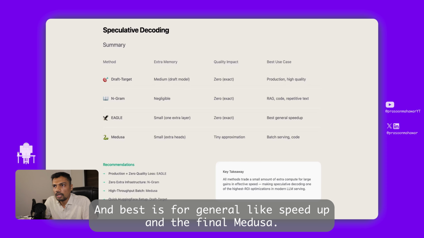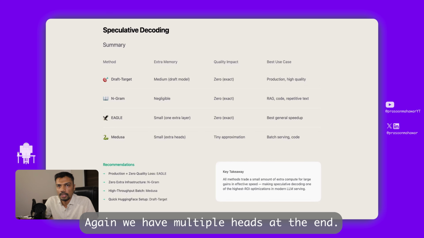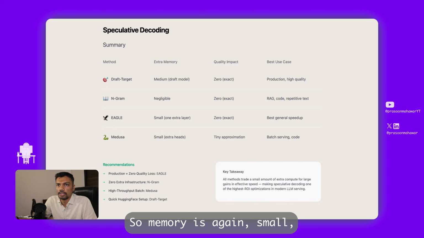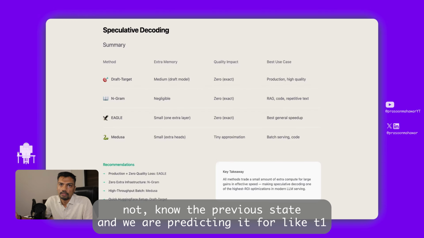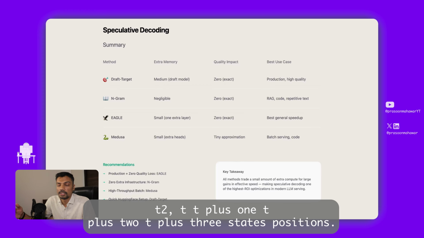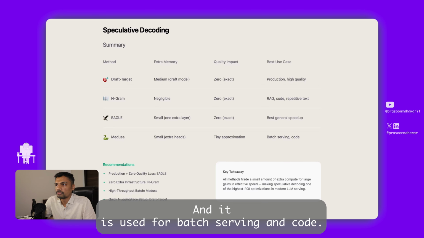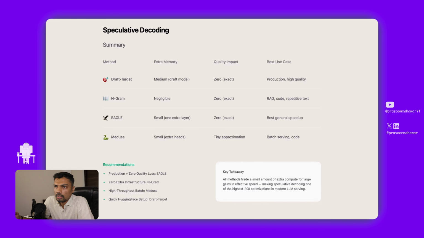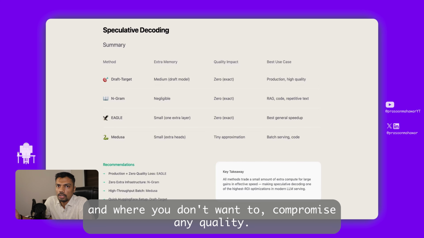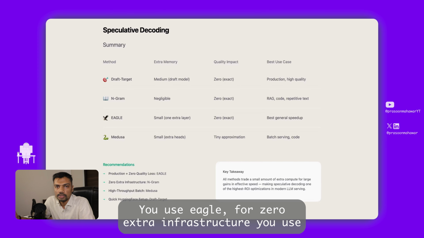And finally Medusa, again we have multiple heads at the end, so memory is again small, but the quality impact is a tiny approximation because we do not know the previous state, and we are predicting for t plus 1, t plus 2, t plus 3 positions, and it is used for batch serving and code. So the recommendation will be: for production serving where you don't want to compromise any quality, you use Eagle.